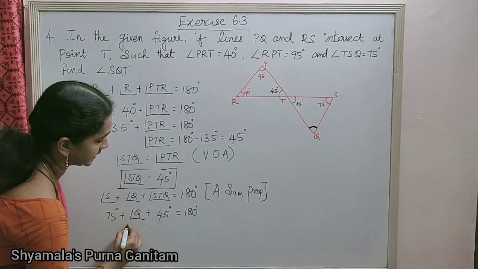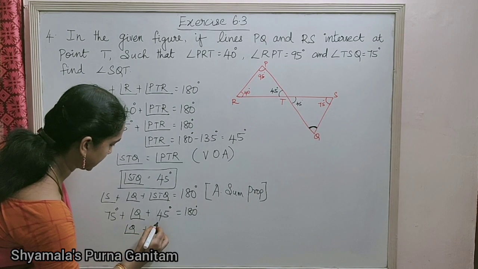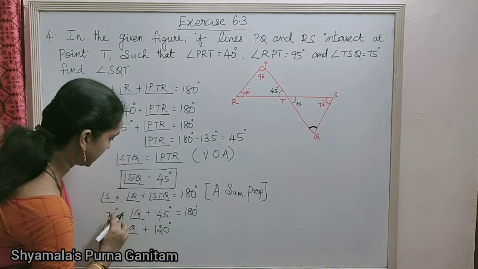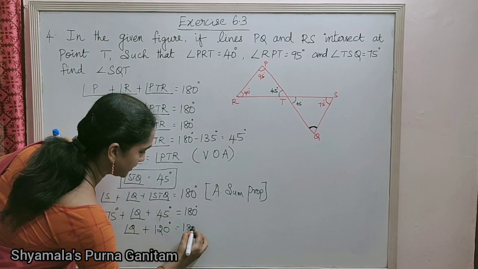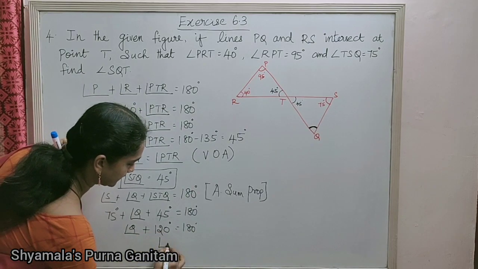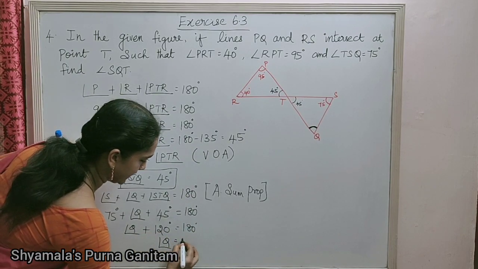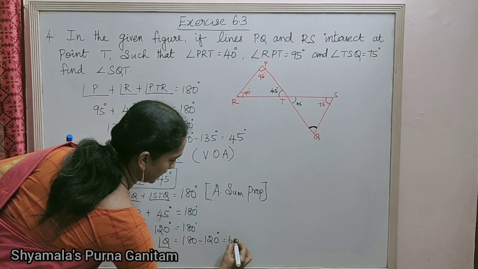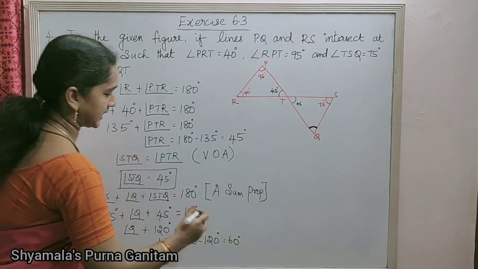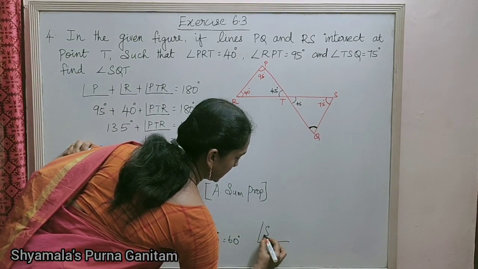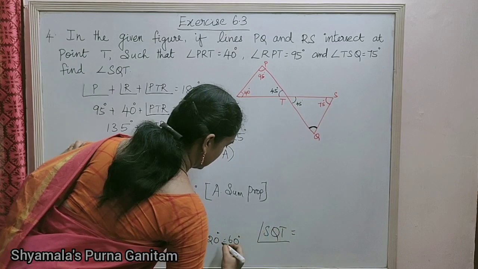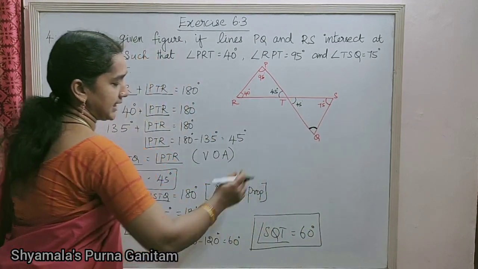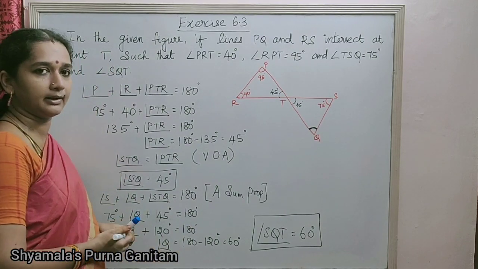So angle Q plus 75 plus 45, and 75 plus 45 is 120. So 120 plus Q is 180 degrees, so Q is 180 minus 120, that is 60 degrees. Actually Q is SQT, so angle SQT is 60 degrees. This is how we find the value of SQT, that is 60 degrees.